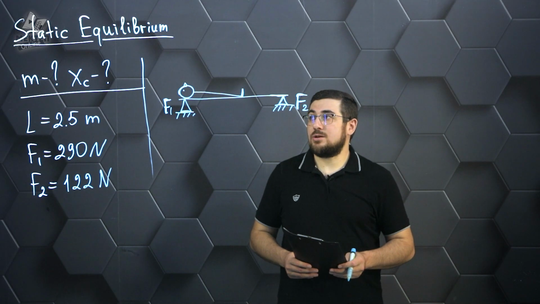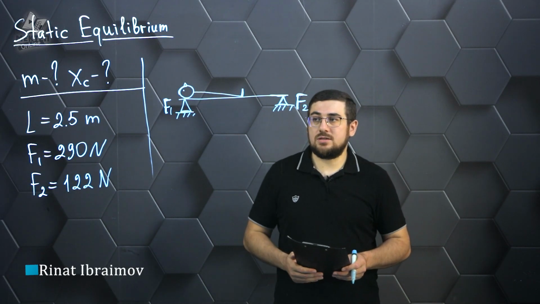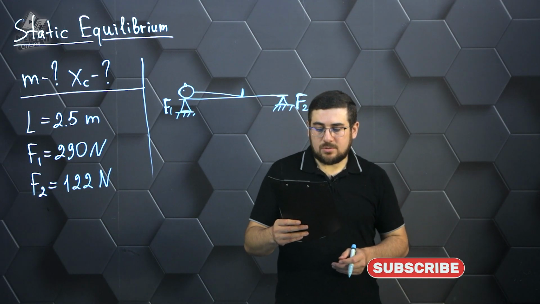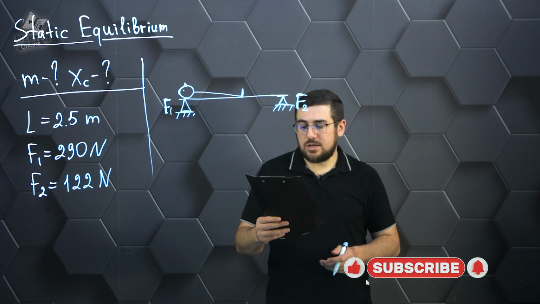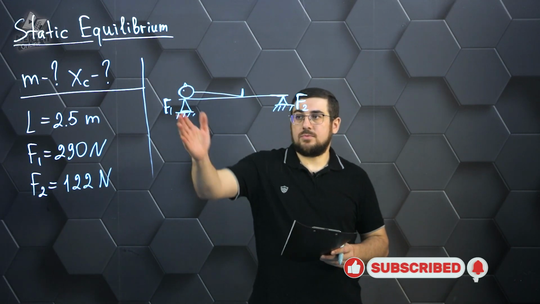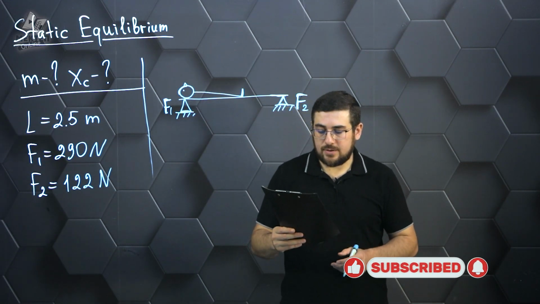Hello, today we will solve a problem on static equilibrium and explore an interesting question. To determine the location of his center of mass, the student lies on a light board supported by two scales placed 2.5 meters apart. In the diagram, we have shown the person's position.